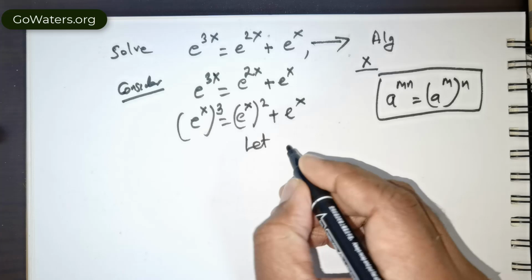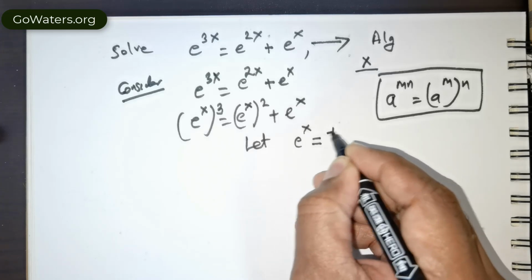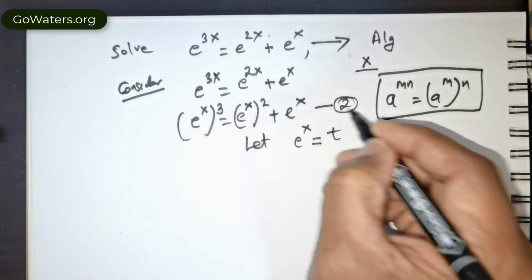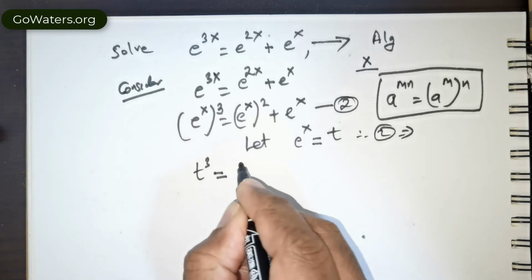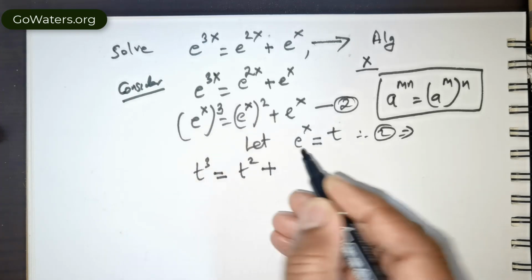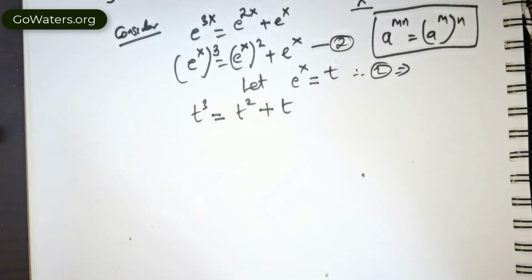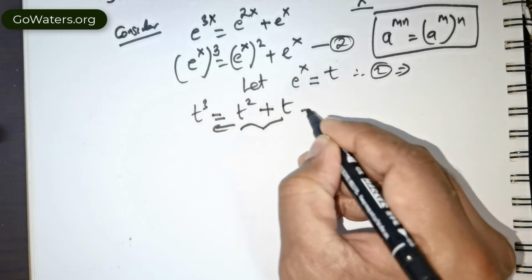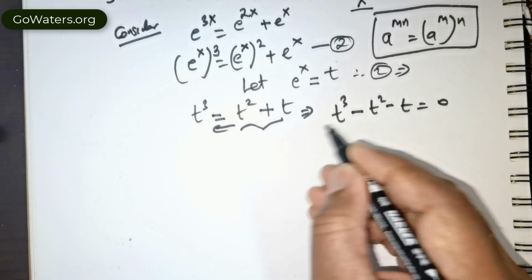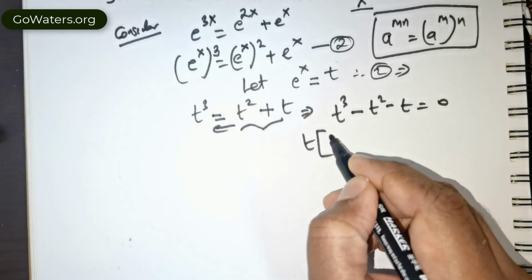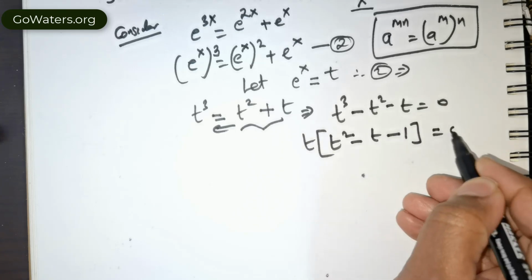Now let e raised to the power of x be equal to some t. Therefore this can be rewritten as t raised to the power of 3 is equal to t raised to the power of 2 plus t. Now I can bring all this to the left, and that would mean I have t cubed minus t squared minus t is equal to 0. From here I can take t out. That would give me t times (t squared minus t minus 1) is equal to 0.